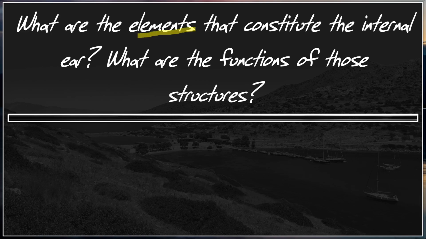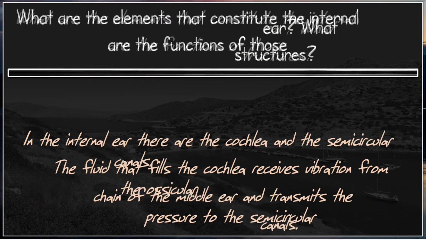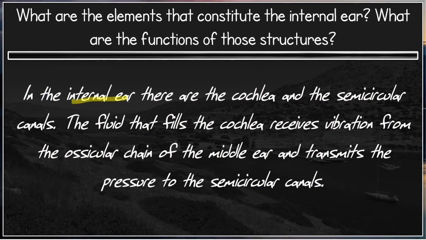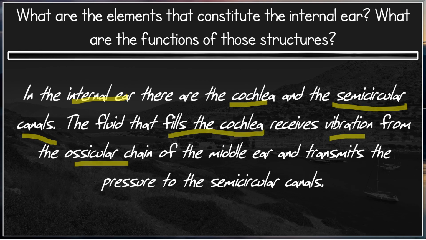What are the elements that constitute the internal ear? What are the functions of these structures? In the internal ear, there are the cochlea and semicircular canals. The fluid that fills the cochlea receives the vibration from the ossicular chain of the middle ear and transmits the pressure to the semicircular canals.